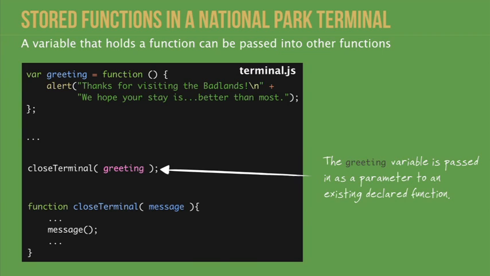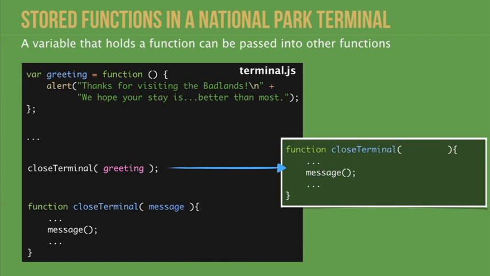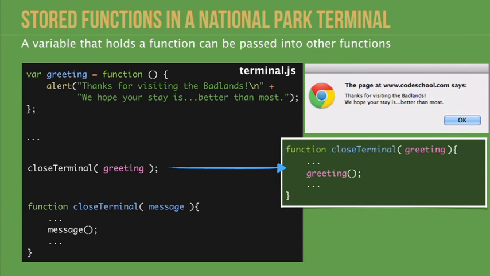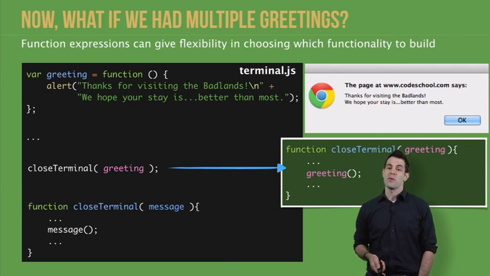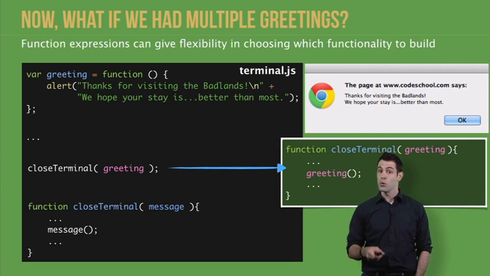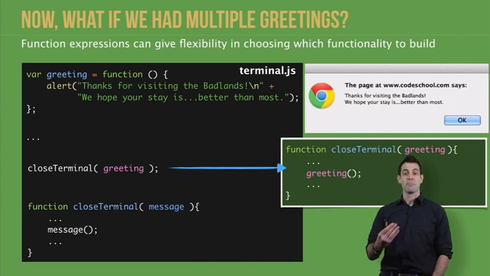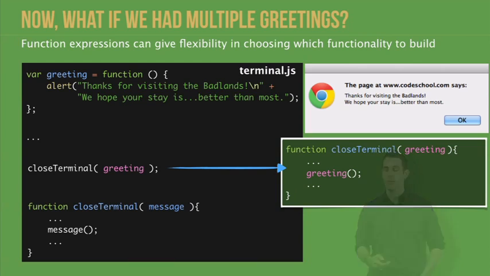So let's take a look at what happens when we pass greeting to closed_terminal. Well, the message parameter becomes the greeting variable. And then inside closed_terminal, the function that's in greeting gets called. Then we would get the alert message, thanks for visiting the Badlands, we hope your stay is better than most. So one greeting is pretty cool, but what if we had multiple greetings, right? We could have multiple different kinds of greetings for different kinds of customers. Function expressions are very cool and very useful in this way because they give us a flexibility in determining exactly which functionality we want to store and then pass in later.